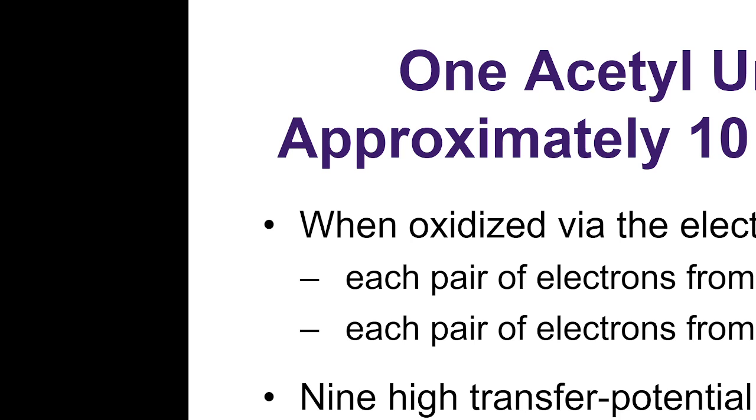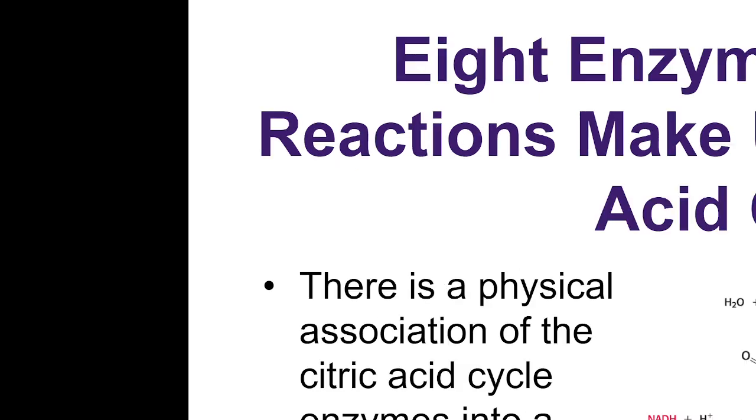So you have 9 high transfer potential phosphoryl groups. These are generated from the oxidation of the 3 NADH and 1 FADH2 molecules. 1 ATP is going to be directly formed in one round of your citric acid cycle. Or keep in mind that you do have access to the enzymes to interchange these ATP, GTP, etc. And so you have one equivalent that's formed that you have actually available. There is a physical association of the citric acid cycle enzymes into a supramolecular complex. This actually allows for substrate channeling.